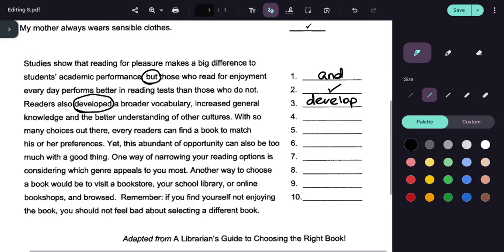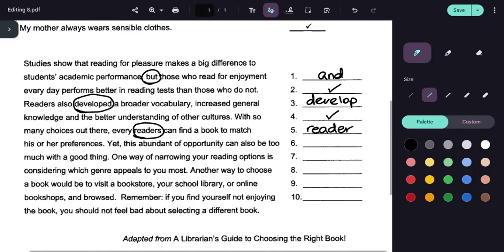Okay, let's start with four. Increase general knowledge and the better understanding of other cultures. With so many, okay, this one no issue. Just out there, every readers must change to reader. Okay, because it is grammatically wrong again.